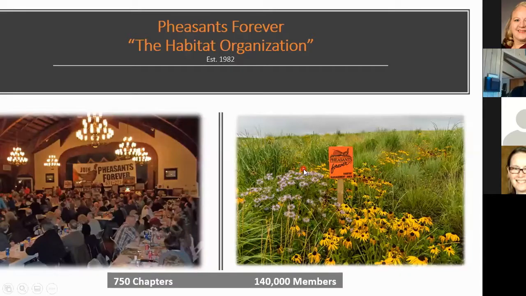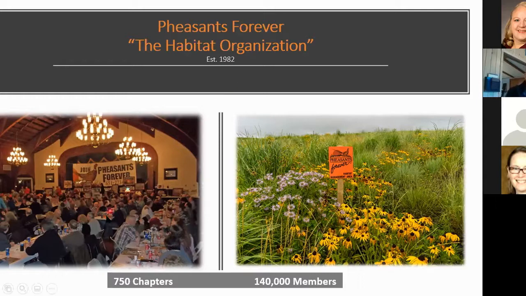So Pheasants Forever. Who are we? And also our sister organization, Quail Forever. Pheasants Forever itself was established in 1982 in Minneapolis, Minnesota. A bunch of passionate outdoorsmen came together, decided that they wanted to see more pheasants on the landscape and more habitat for them, and started with one big banquet. And here we are today with 750 chapters throughout the country, along with 130 to 140,000 members.